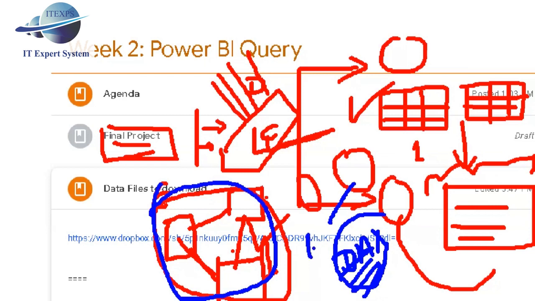There are 6-7 items I need to cover. Once we cover those next week, the week after I'll cover Power BI optimizations and all. Then you're ready for the projects. So I'll summarize: the project we'll try to do individually at this moment. Or do you want to work in a group? What do you guys think?